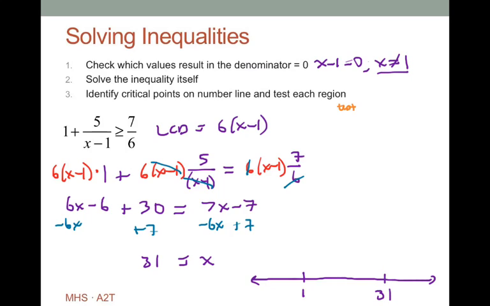So we need to test some points on either side. Let's start with x equals 2. When I plug it in, I check to see what I get. I get 1 over 2 minus 1, 1 plus 5, which is 6. Is that greater than or equal to 7/6? Yes, it is. So we can say that is a true region.